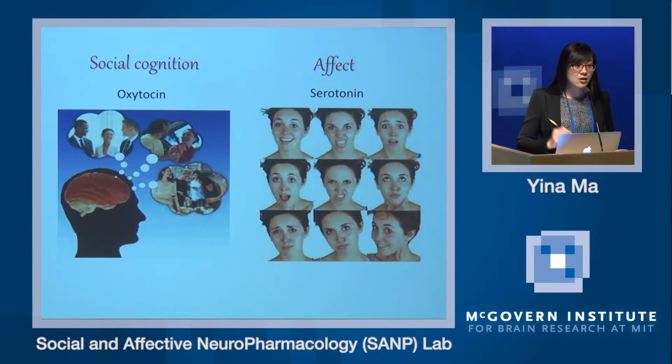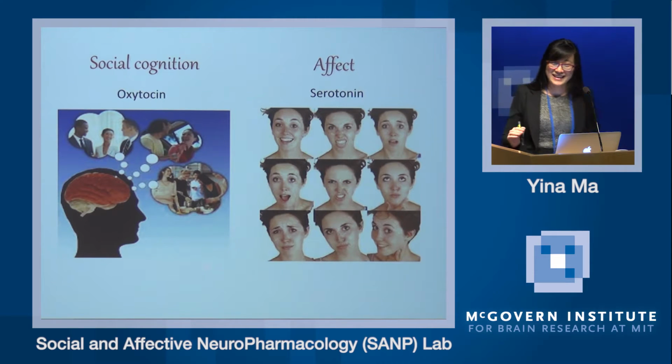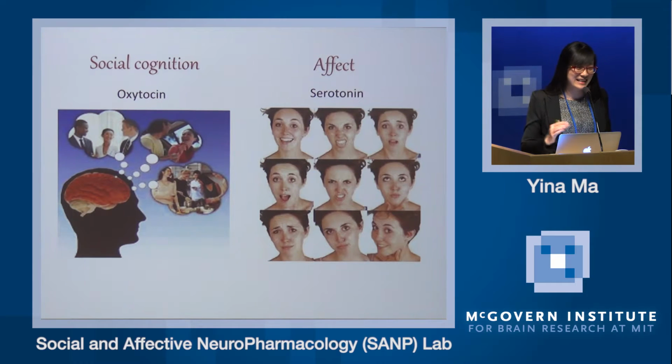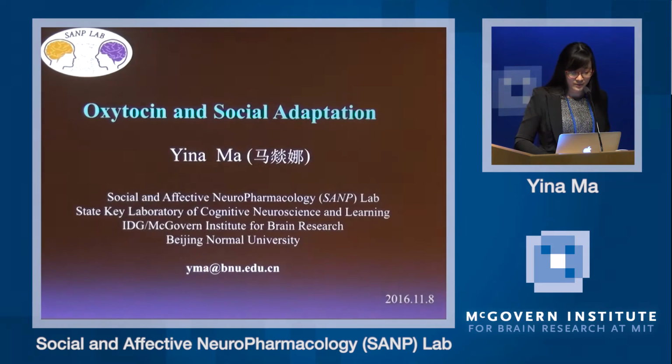This is also the main interest of our research group in Peking University, or in Beijing Normal University. Excuse me for this typo, because I graduated from Peking University, so somehow I feel affiliated. Today I'll talk about one theoretical model for oxytocin and a very simple empirical behavior study to illustrate my understanding of the function of oxytocin in social adaptation.